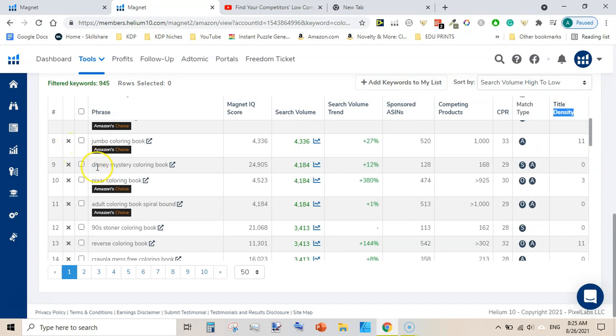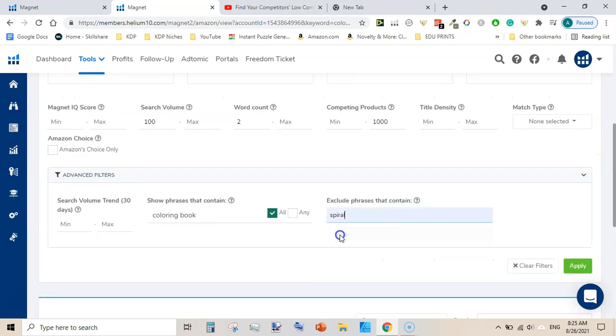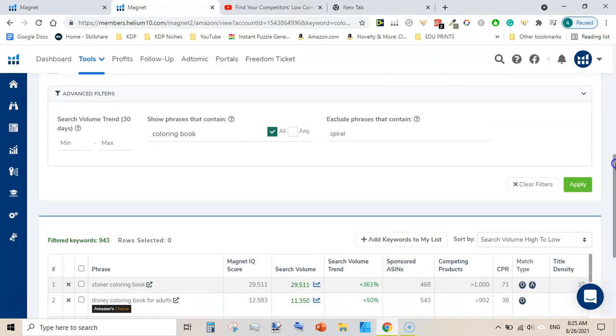But stay away from the brand names. Do your trademark research even if the keyword appears to be normal or non-branded. To be on the safer side, you need to do the trademark check before using a keyword in the title and subtitle, even in the backend. Adult coloring book spiral bound. We are not interested in spiral bound, so skip the spiral word. Okay, a few keywords will be removed here.